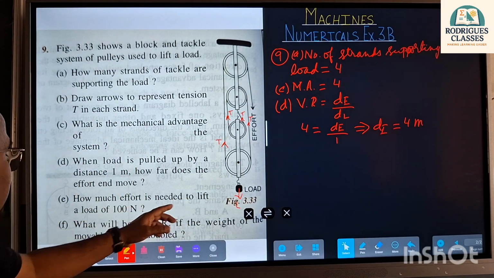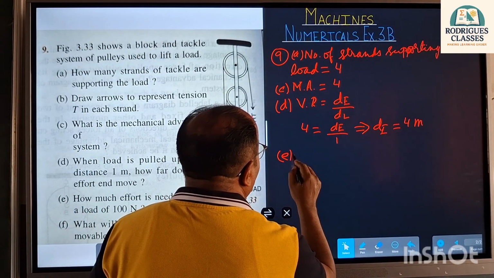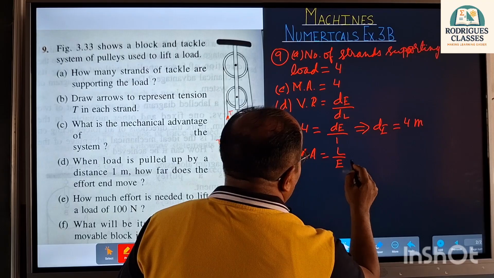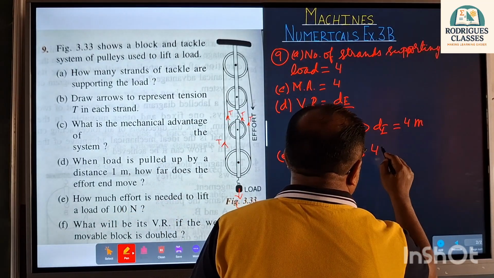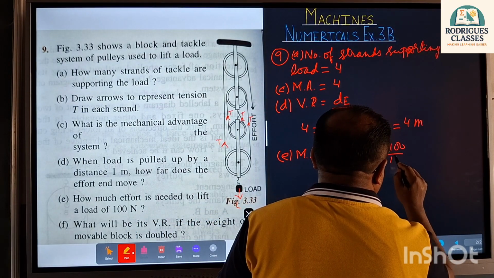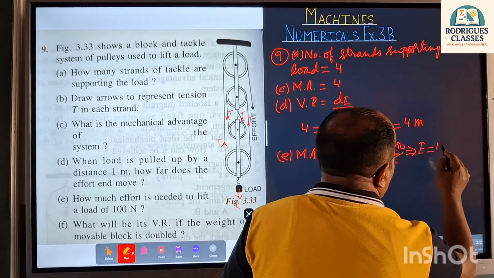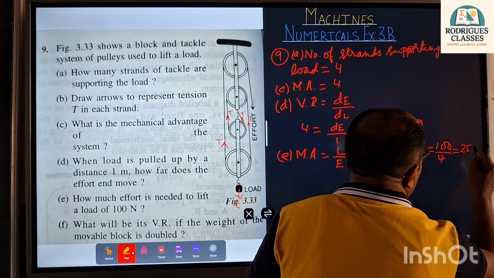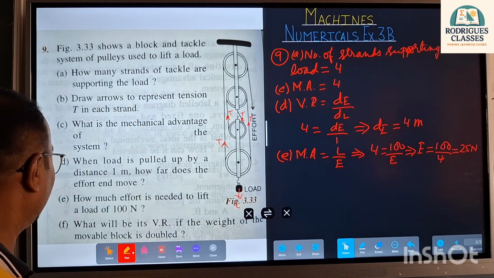Then how much effort is needed to lift the load of 100 Newton? So for that we come to mechanical advantage is equal to load by effort. So mechanical advantage here is 4, load is told as 100, effort we have to find. So effort will be equal to 100 by 4, that is equal to 25 Newton. So you have got the effort also calculated.